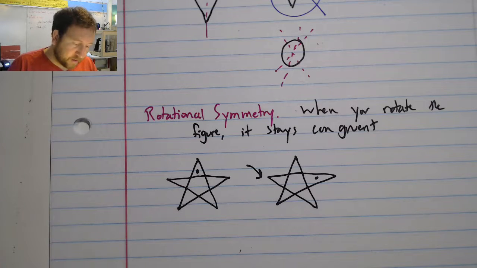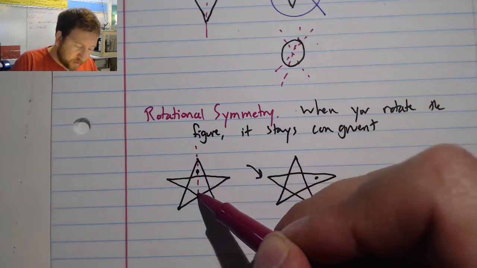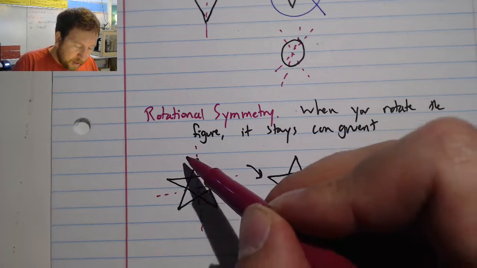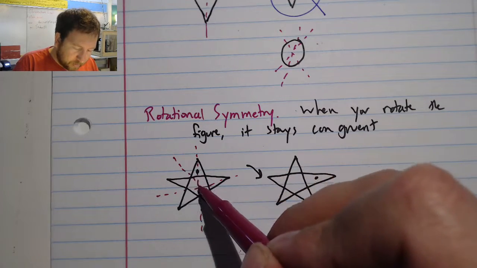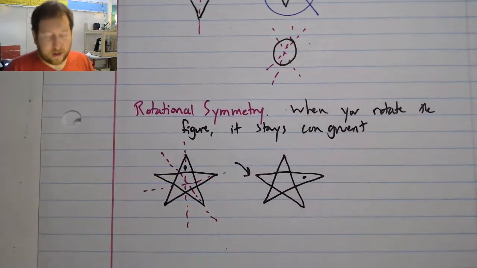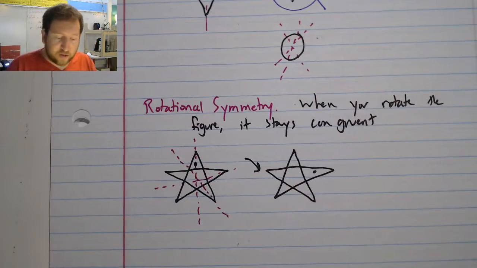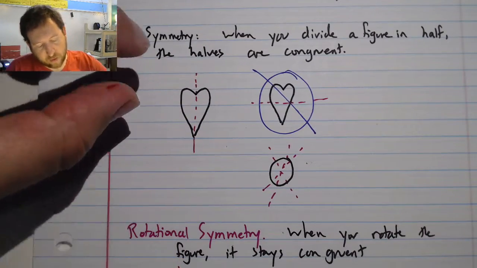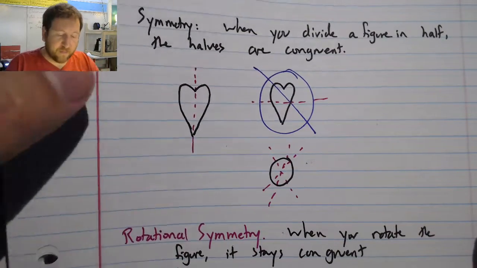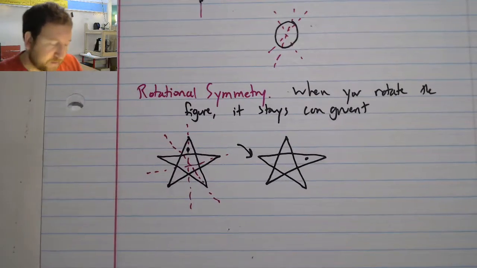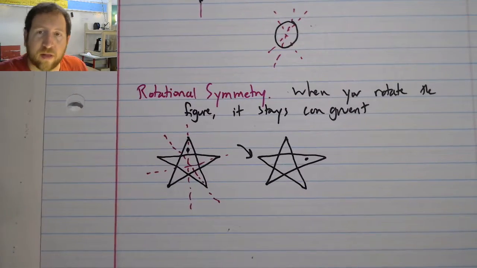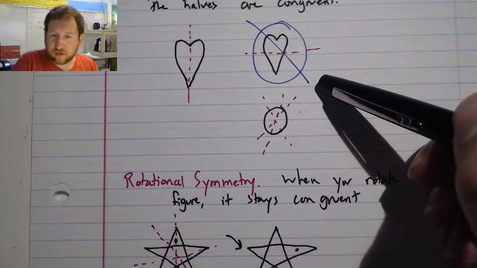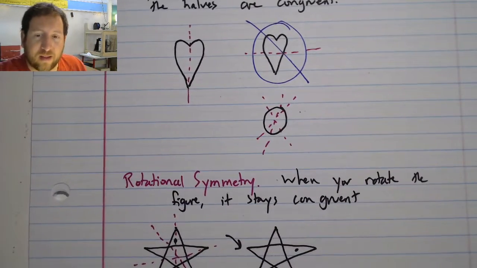Now, interestingly, it also has traditional symmetry as well, because I can cut it there, I could cut it here, and I could cut it here. But it has rotational symmetry as well. Notice that my heart from earlier does not have rotational symmetry. There's no way that I can spin it where it stays the same. And in this section, they'll be asking you about some of these things, about whether or not they have rotational symmetry or traditional symmetry. And the questions are pretty easy.